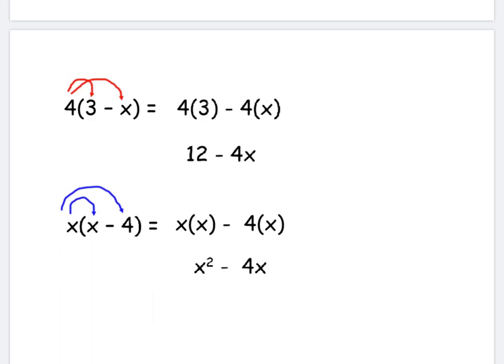So it would be 4 times 3 and 4 times x. And then you would have the minus sign in between because there's a minus sign in between the parentheses. So if you simplified 4 times 3, you got 12, and then 4 times x you can't do because you do not know what the value of x is. So then my final expression would be 12 minus 4x.